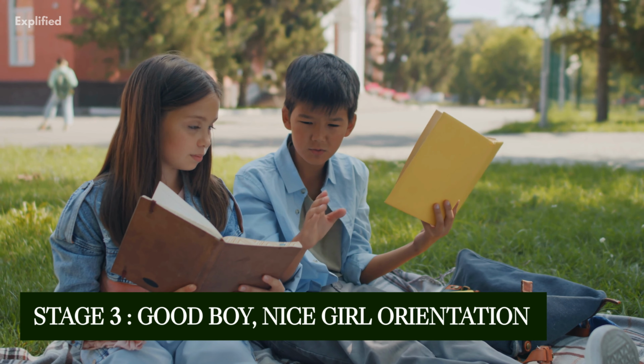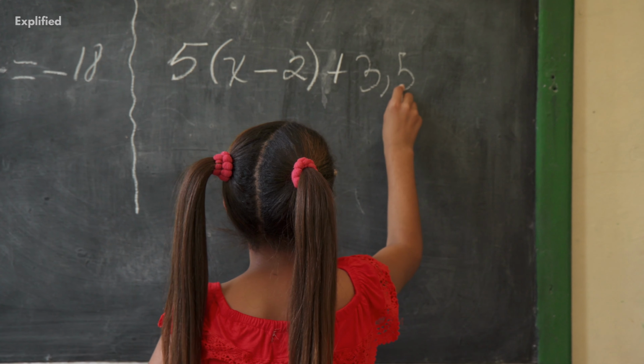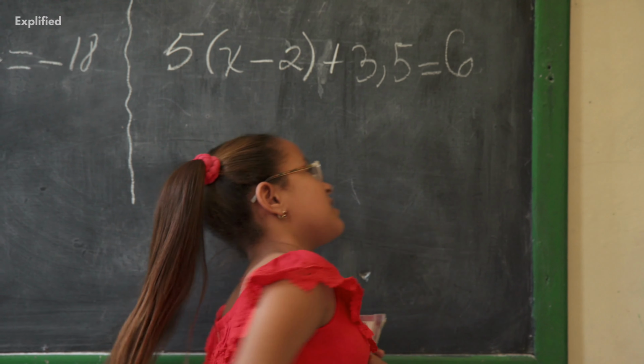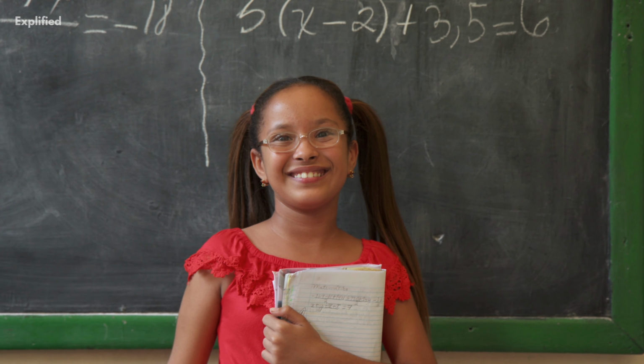Stage 3. Good boy, nice girl orientation. In this stage, children just want approval and appreciation from others. They choose the paths which lead to approval and try to steer clear of disapproval.